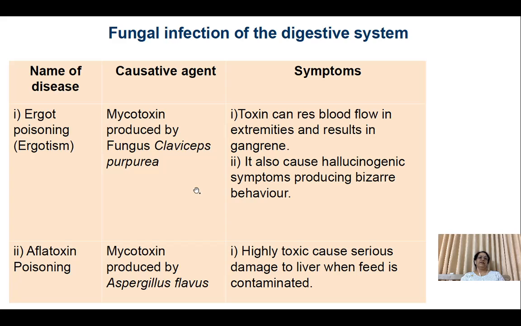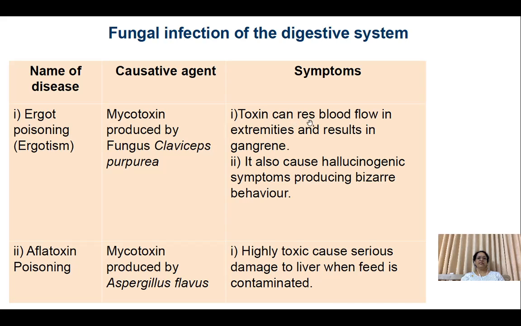Next category is fungal infections of the digestive system. The first disease is ergotism, or ergot poisoning. The name of the causative agent is Claviceps purpurea. This fungus produces a toxin called a mycotoxin.